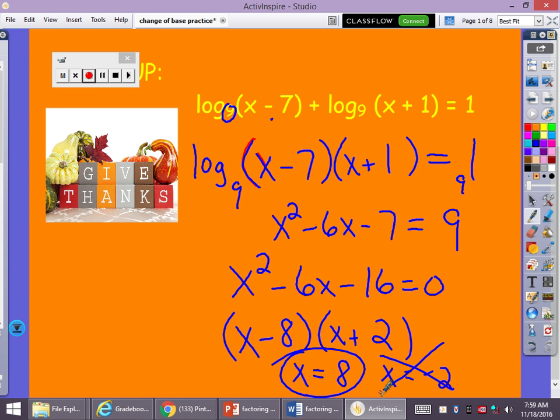Now do you see how to test it? We never want the parentheses to be what? Negative when I plug the solutions in.